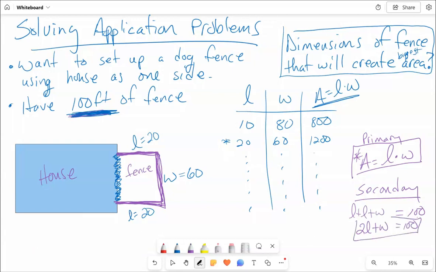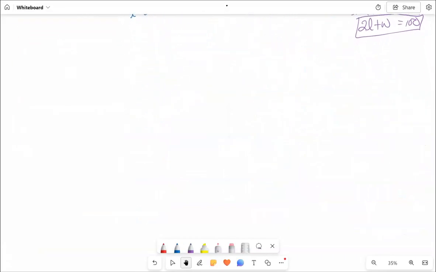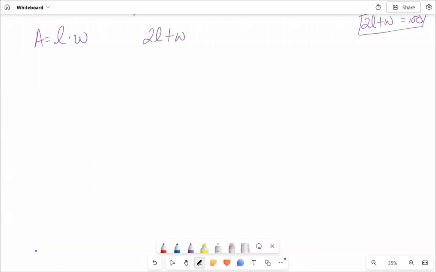So we could call this a secondary equation. The area is my focus. This is what I'm trying to get towards, but I have to operate under the constraint of this secondary equation. Okay? So with that being said, let's see what we can do with these two equations. So I'm going to move this up. And again, remember, let me rewrite these. So I have my primary equation, area equals length times width, and I have my secondary equation, where I have that 2L plus W is equal to 100.